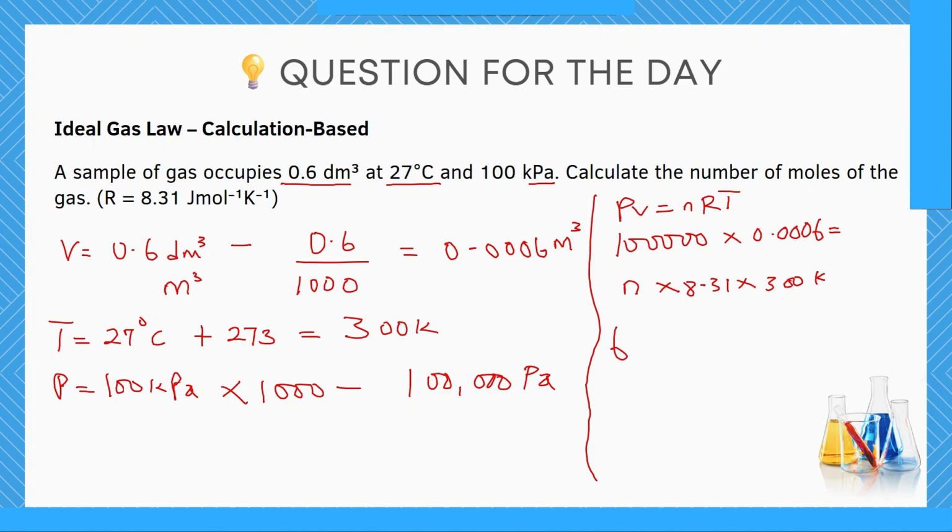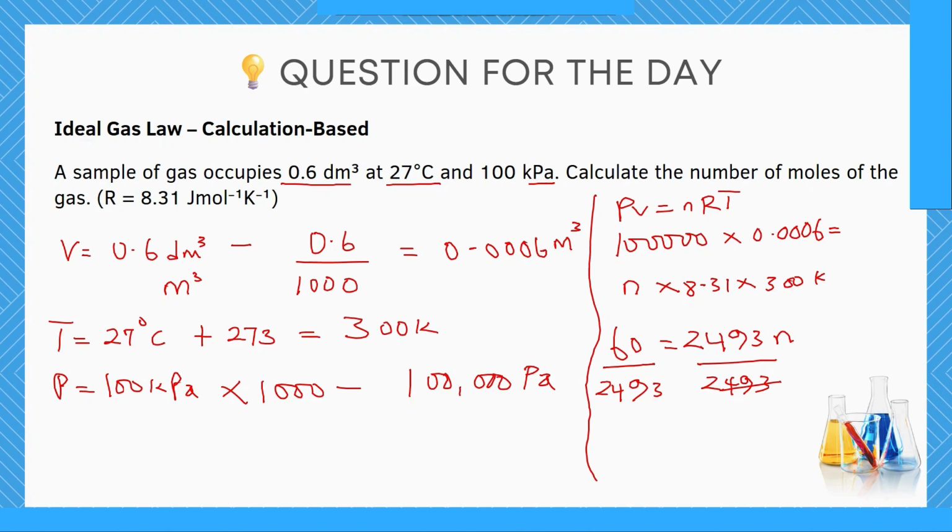So doing that, we have 100,000 multiplied by 0.0006. That gives us 60. So 60 is now equal to 300 multiplied by 8.31. That gives us 2,493 n. So to find n, we simply divide both sides by its coefficient, which is 2,493.